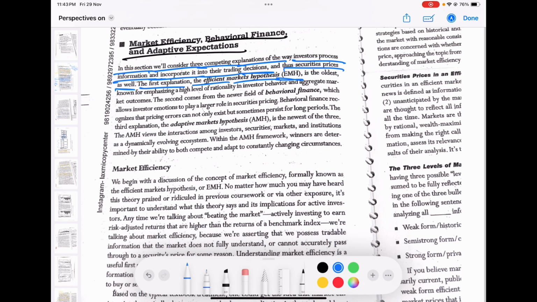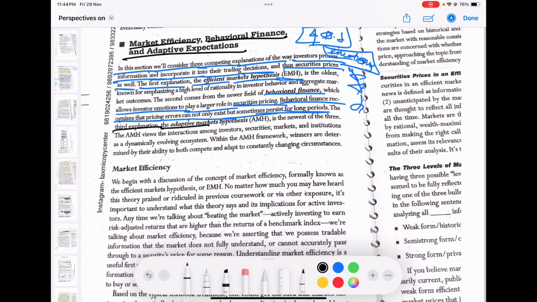The second comes from the newer field of behavioral finance, which allows investor emotions to play a larger role in securities pricing. Since we all are human beings, thinking beings and social beings, obviously what we think, our mental state, our emotions and our psychology will be impacted in the stock price, and all of that has a great impact on the price of the stock. That is the concept of behavioral finance. Our emotions do have a role to play in securities pricing. Behavioral finance recognizes the pricing errors that can not only exist but sometimes persist for long periods.